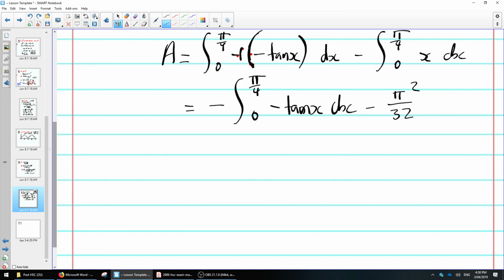Well, let's just talk about that for a second. What's that white shape? Triangle. How do you find the area of a triangle? Half times base times height. So that's pi over 4 and pi over 4. So half times pi over 4 times pi over 4. So pi times pi is pi squared. 4 times 4 is 16, times by 2, so 32.